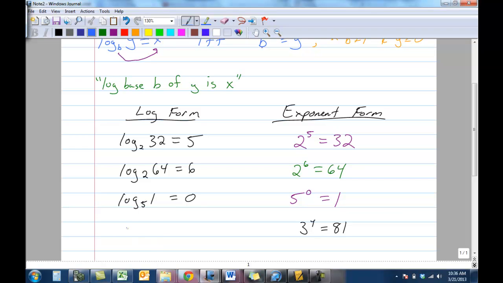Dissecting this, you should have got log base 3 of 81 equals 4. All right, logs are just another way of writing an exponent form.